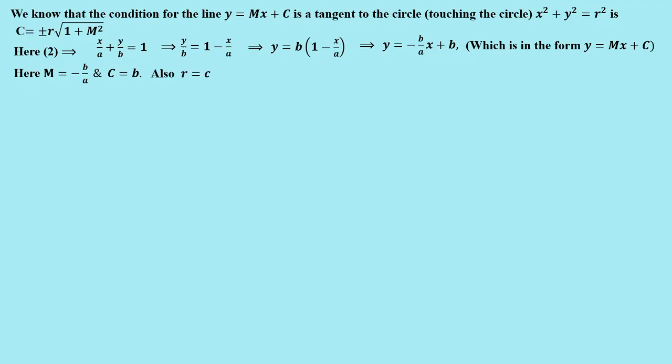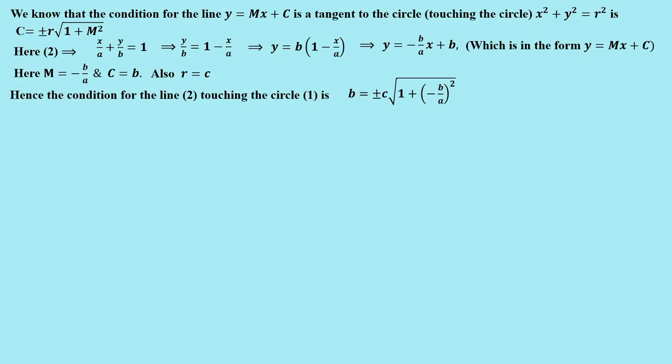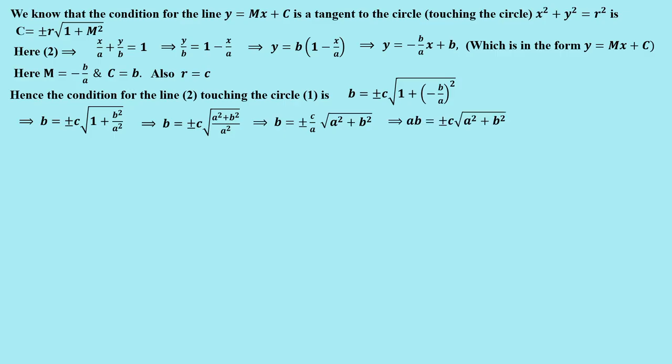Also we know R is equal to c. So the condition for the line 2 touching the circle 1 is b equal to plus or minus c into root of 1 plus minus b by a whole square. So that is equal to plus or minus c root of a square plus b square by a, since a square is the LCM. So b is equal to plus or minus c by a root of a square plus b square. So ab is equal to plus or minus c root of a square plus b square.